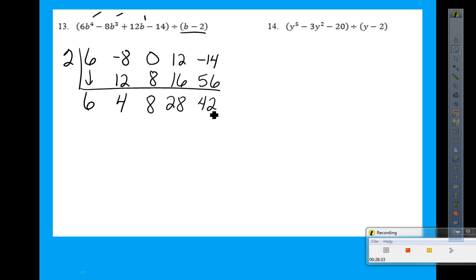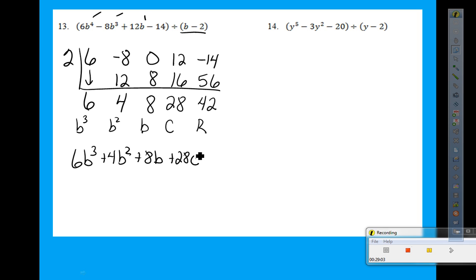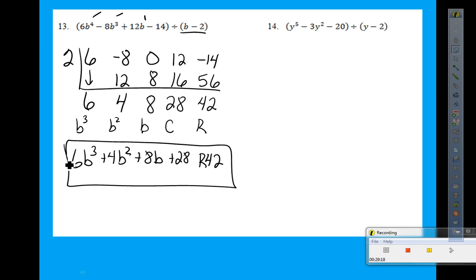Now the only thing that's left, write your answer. I started with a 4, so this is for my cube. Looks like I'm in a B. This is my cube, my squared, my B, my constant, my remainder. So 6b to the 3rd plus 4b squared plus 8b plus 28, with the remainder of 42. It must be a Friday night about 9 o'clock. So there's that answer. And then I'll do the last one.